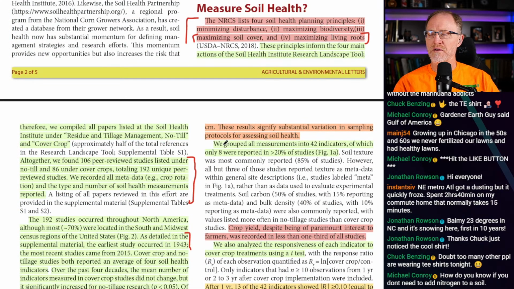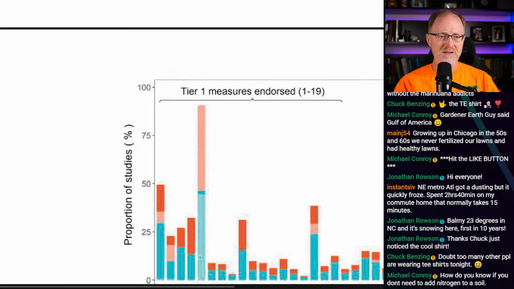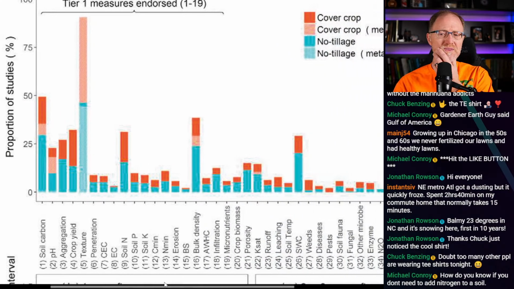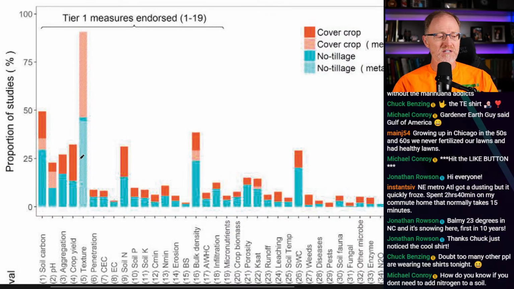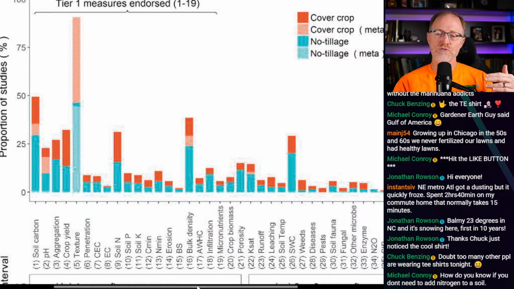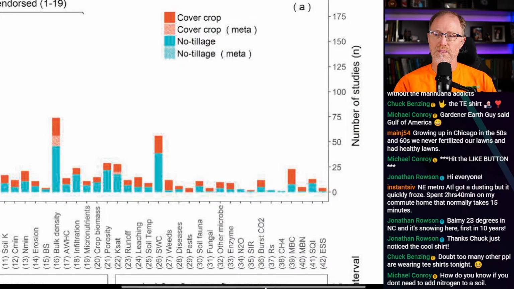Okay, so let me go up here and show everything that they measured. I know it's going to be difficult to read this. I'm going to try to zoom in as best I can on this figure because the actual PDF is really poor quality. So we're looking at a figure that has on the y-axis the proportion of the studies, so all the studies that these investigators pulled. And then on the x-axis we have the number of indicators. Now, there are things like soil carbon, soil pH, aggregation, crop yield, texture, penetration, CEC, electrical conductivity, these things. And it goes all the way from 1 to 42. Okay?